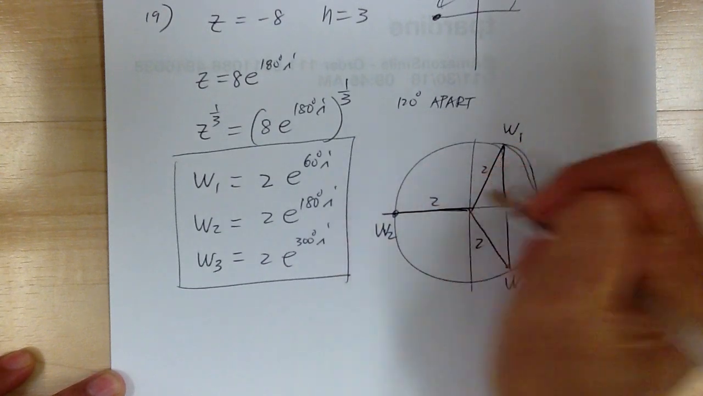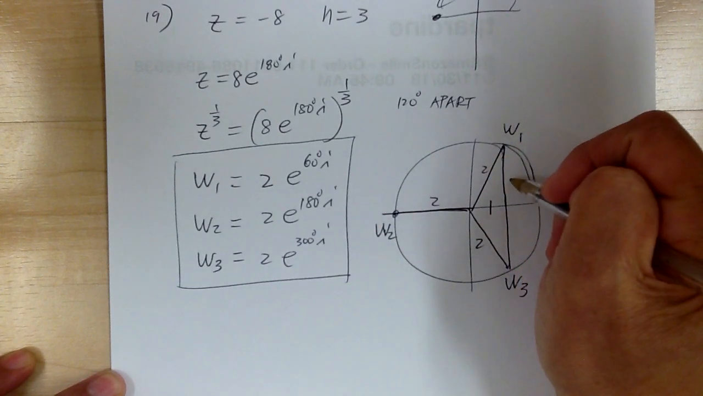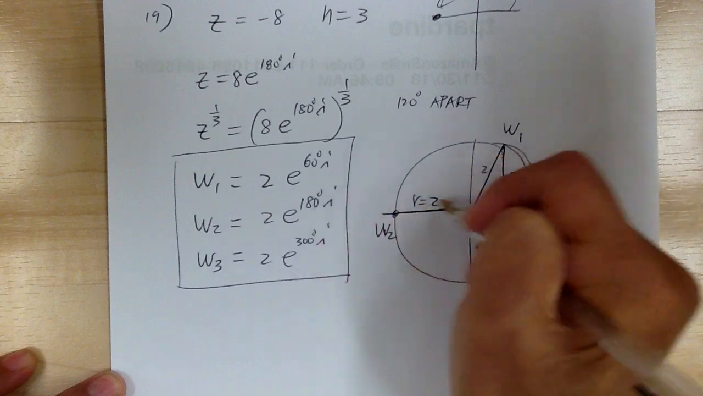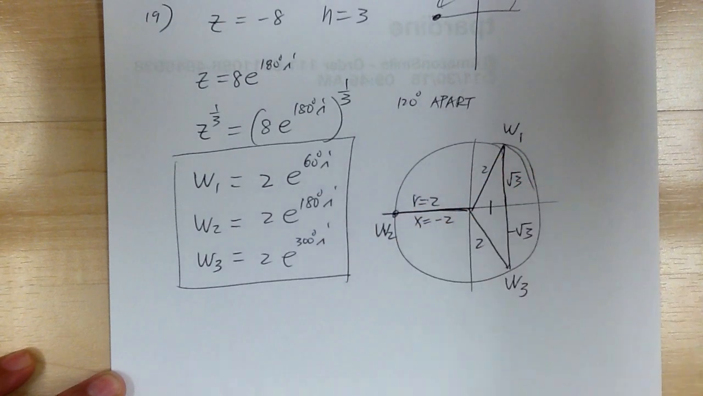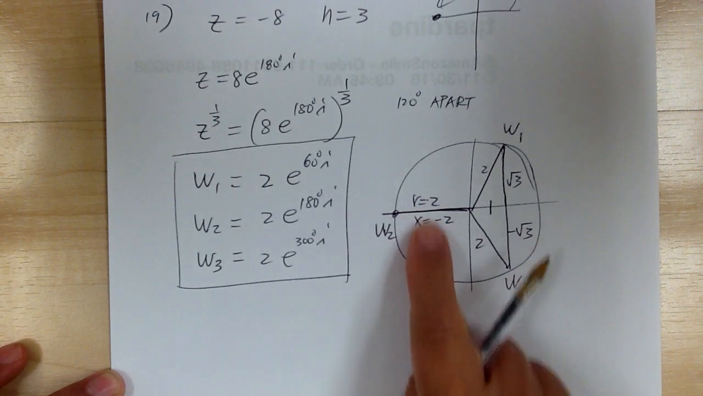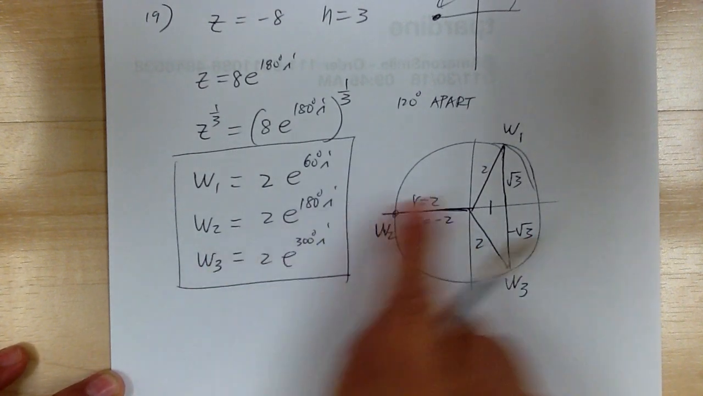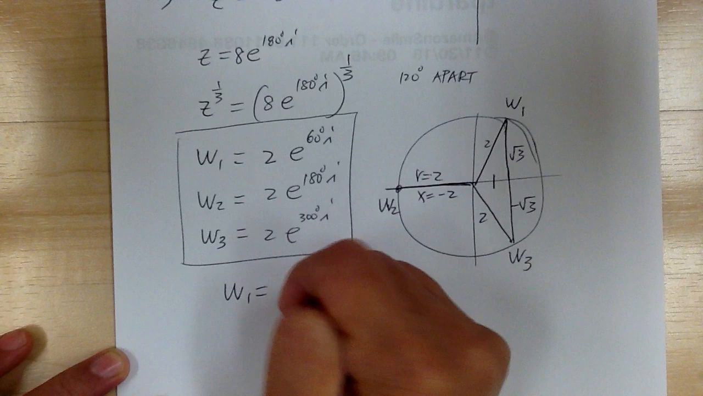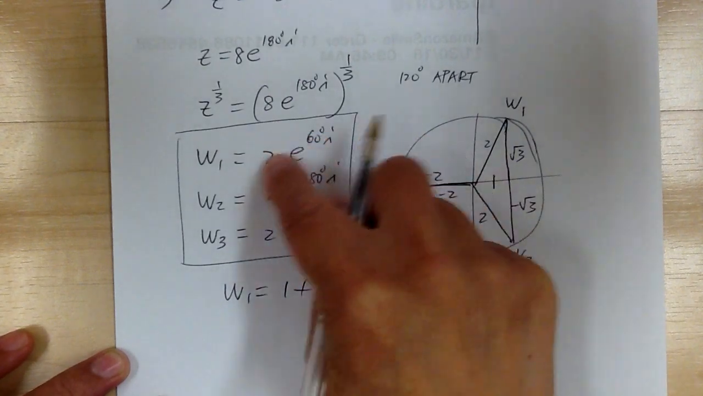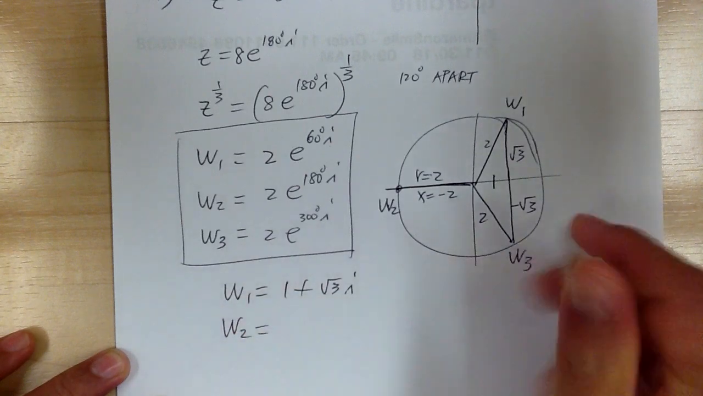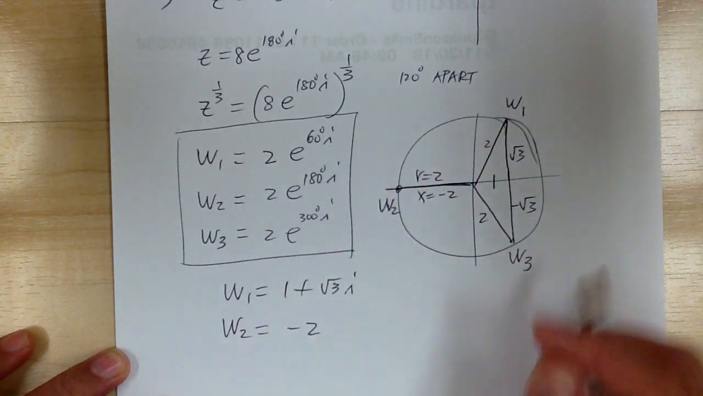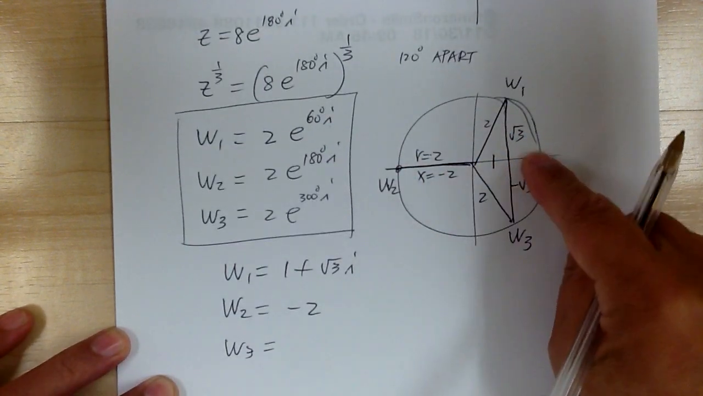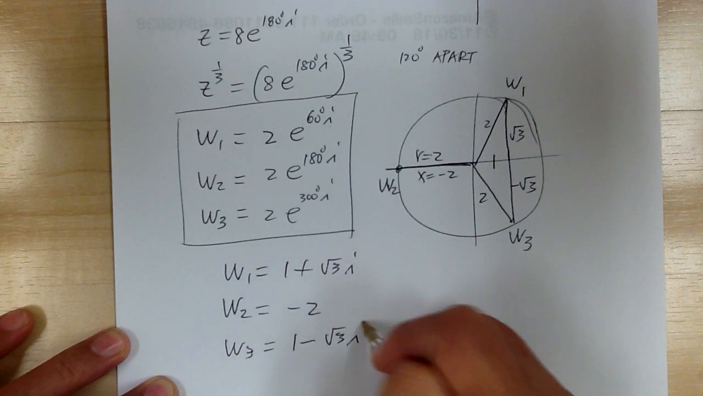So if you put in the radius, this would be 1, and this would be square root of 3. This would be negative square root of 3. Okay, and so r equal to 2. Now don't get confused between r and x. So x equal to negative 2. Okay, so I write both so you can differentiate the two. So when you write in the rectangular form, your w1 is this one here. It's going to be 1 plus square root of 3i, and that's this one, right? And w2 is going to be negative 2, and w3 is going to be 1 minus square root of 3i. Okay.